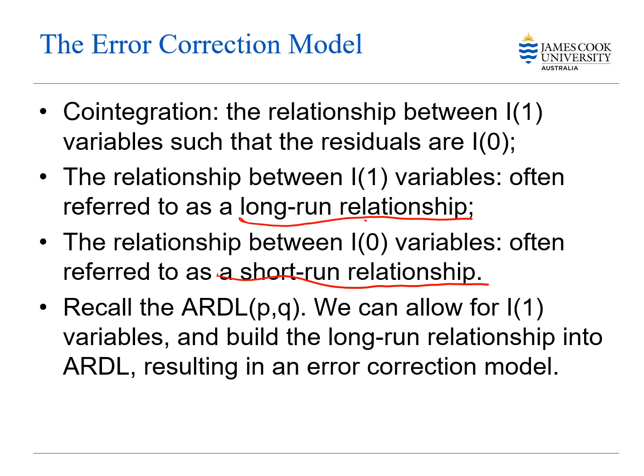Okay. And recall that we have the ARDL, autoregressive distributed lag model, with lags P and Q. And now we're going to show that, while last week we said that we need the variables to be stationary, actually we can allow for I1 variables. And furthermore, we can build this long-run relationship, this co-integrating equation between I1 variables, into this ARDL, and then we result in error correction models. Okay.